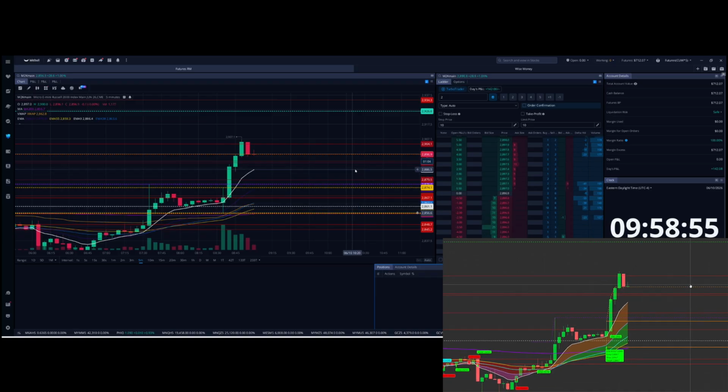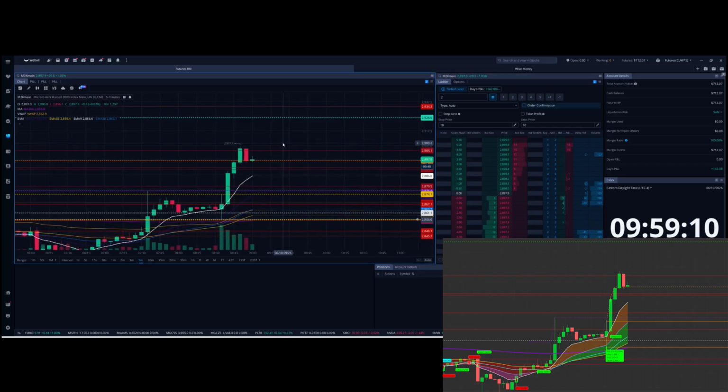This looks really heavy. I think we're going down to overnight high, if possibly lower, but I want confirmation before I get in. We're still in an uptrend, by the way.